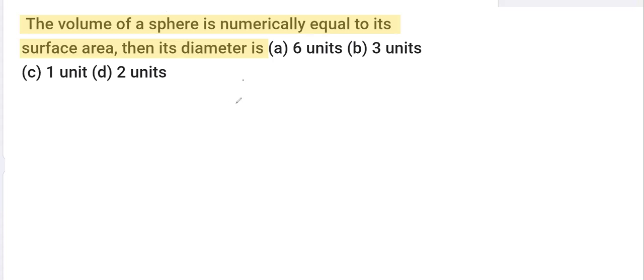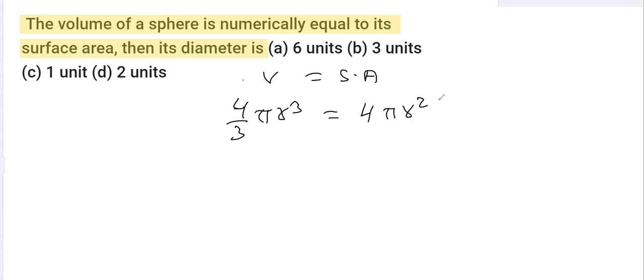So the volume of a sphere is 4 over 3 pi r cube. This is the volume of this sphere, and this volume is given equal to the surface area. And you should know that the surface area is 4 pi r square. So it says that it is numerically equal, right? So we have to get the diameter.